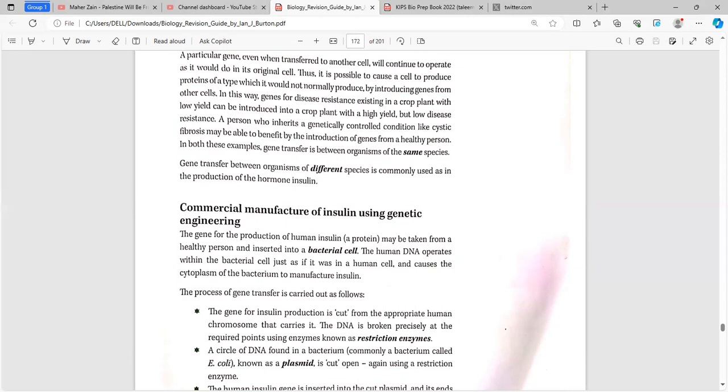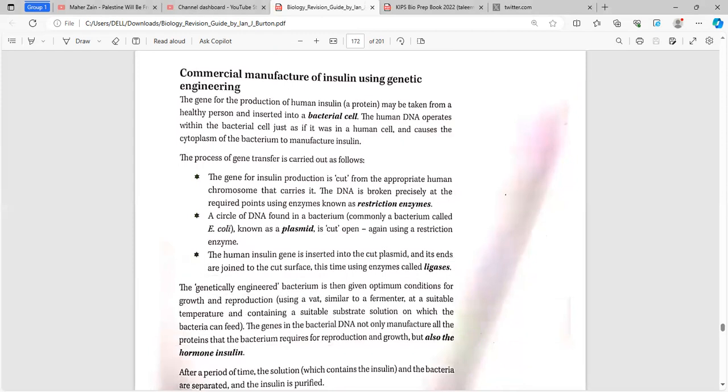Now, what are restriction enzymes? Restriction enzymes are just like scissors. You need to know that all these things written in bold are frequently asked in the exam. After removing the gene from the chromosome, it is inserted into the plasmid. However, before doing so, obviously, as the plasmid is sealed, it has to be cut by the same restriction enzymes.